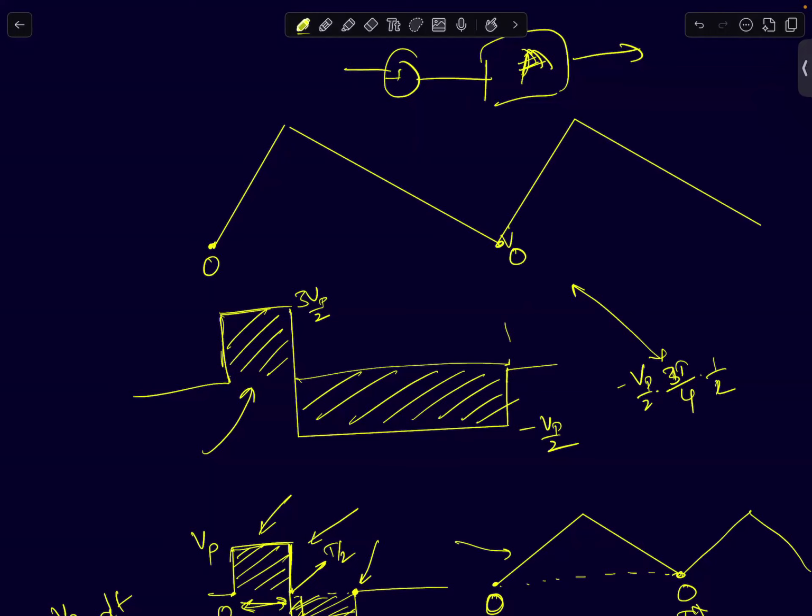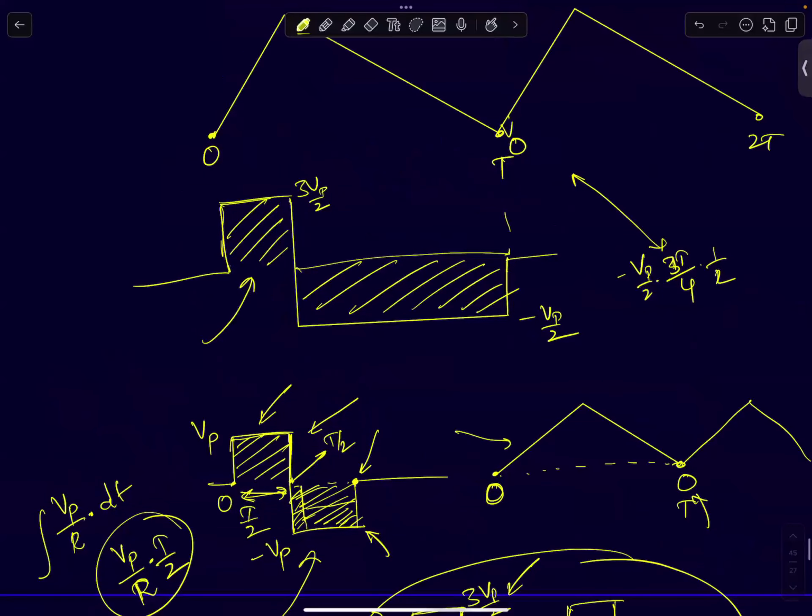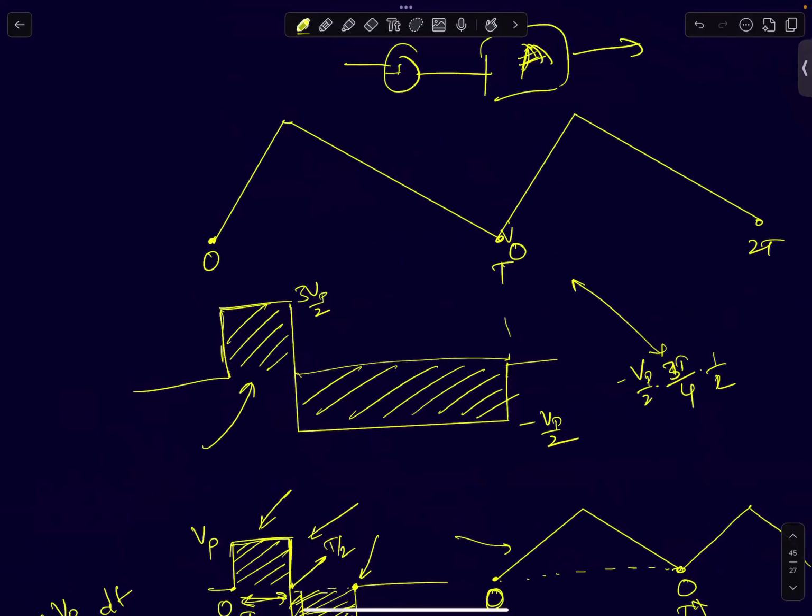So this is T, this is 2T, and so on. Now, if you add a DC signal to this, what change do you expect in the response? See, I've removed the DC. It's just going to be a perfect asymmetric triangular waveform. The waveform is going to increase, decrease, increase, decrease. That's what it's going to do.